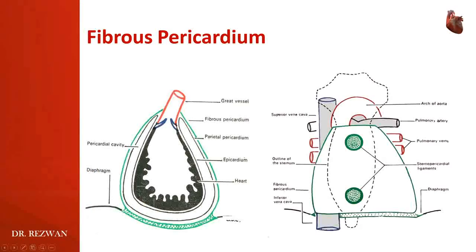Let's see a diagram. Over here, the green colored area is the fibrous pericardium. Above we can see the conical shape. This portion is called the apex, which is enclosing the root of the great vessels. On the other hand, this wide area is the base, which is located on the superior surface of the diaphragm. Over here we can see the outline of the sternum, and these two structures are the sternopericardial ligaments through which the pericardium is attached with the sternum. On each side we can see the pulmonary vessels.